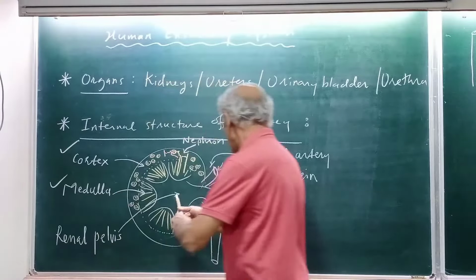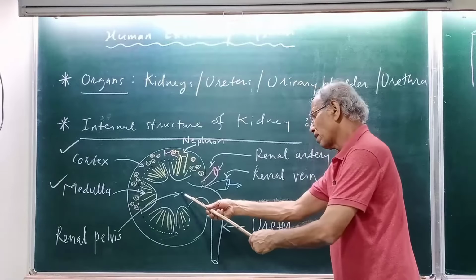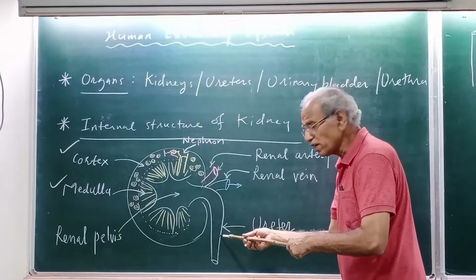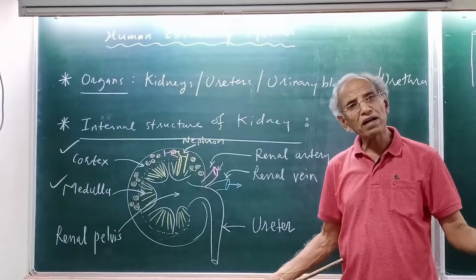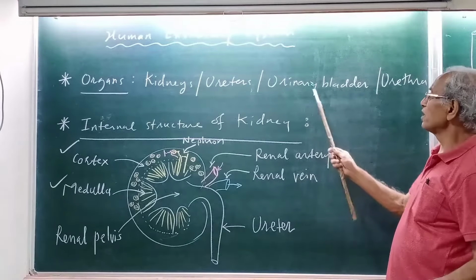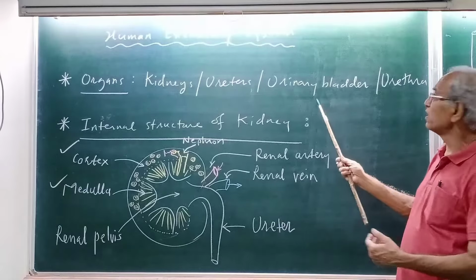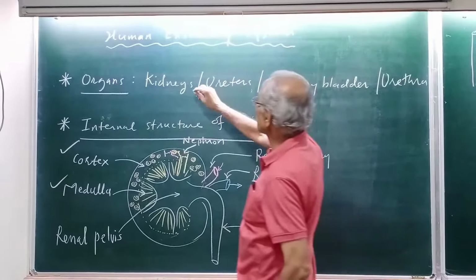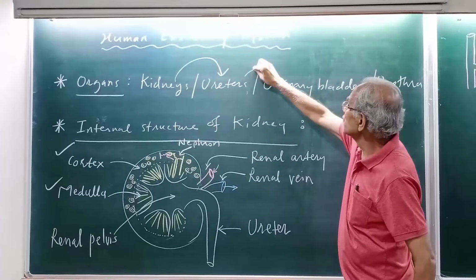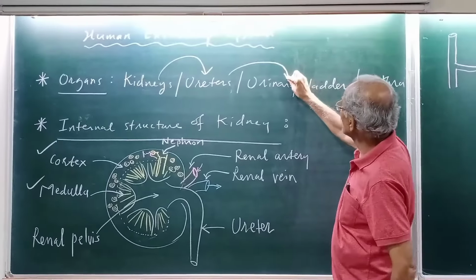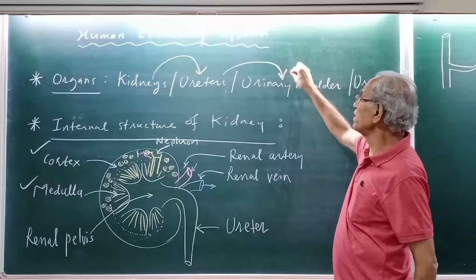And from the renal pelvis, the material will enter into the ureter, and from the ureter where will it go? To the urinary bladder. So from ureter to urinary bladder, and from urinary bladder to urethra. So kidneys produce urine, which enters into ureters. Ureters will allow it to go to the urinary bladder and to be stored there.